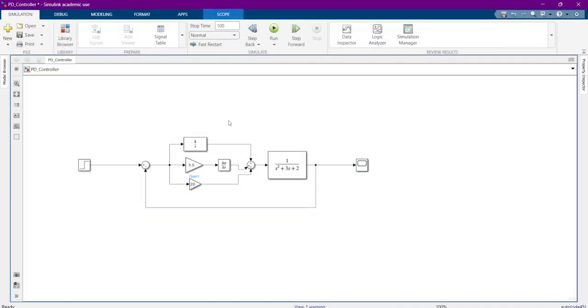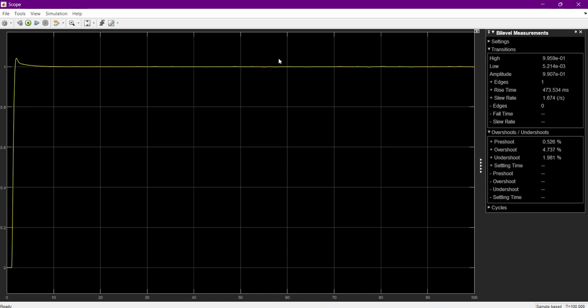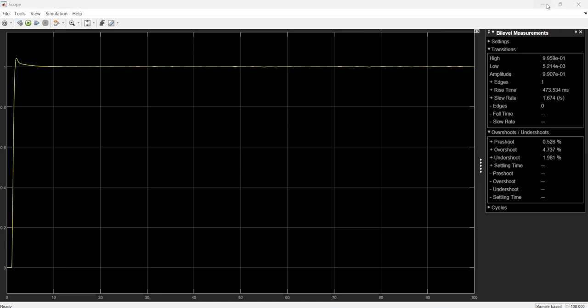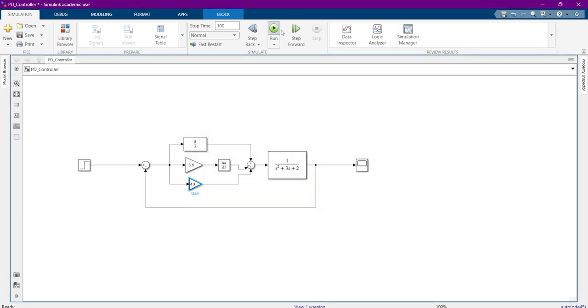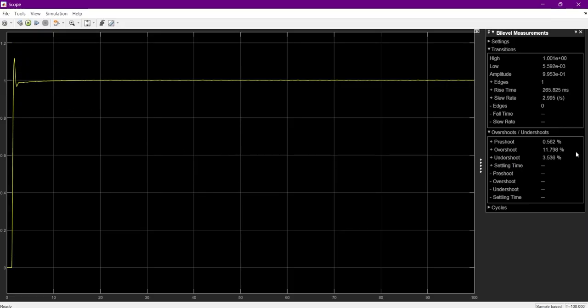Now, let me just show you the effects that are caused by the coefficients of this PID controller. If you increase the proportional coefficient, it will lead to an increase in the overshoot. And at the same time, if you increase it very much, let's just increase it to be 40, for example. Let's run the system and have a look at the scope. Yeah, you see that the overshoot of the system has risen a lot. It's now 11%.